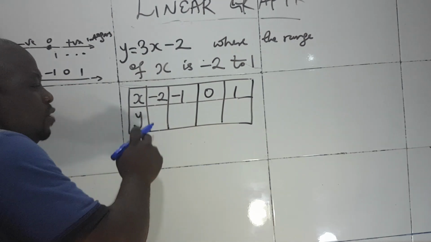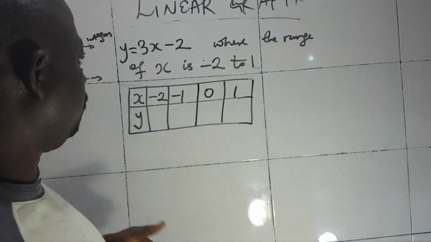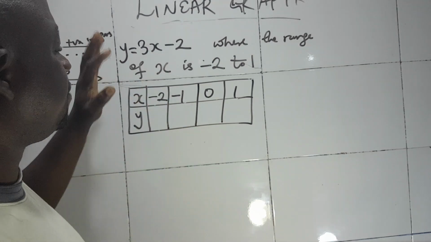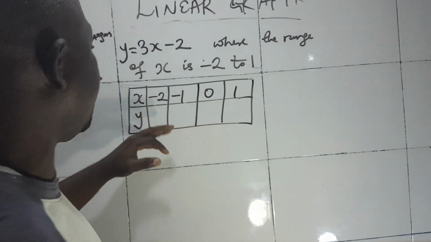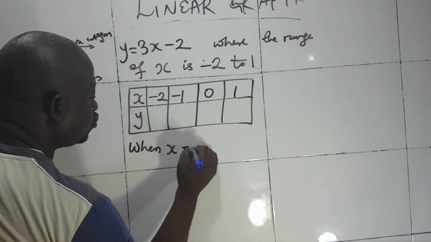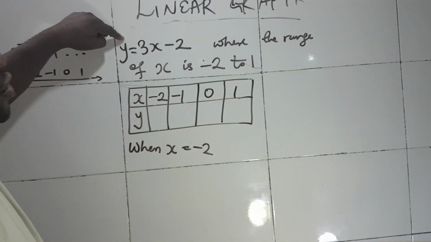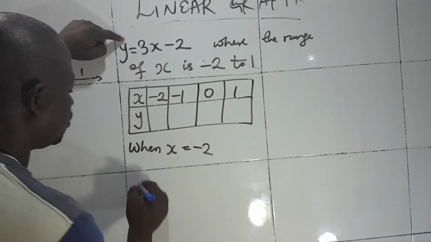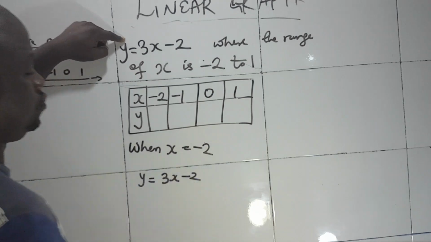So, like what we have here now, we want to determine the values of y. And how do we determine the value of y? It's very simple. You already know the values of x. To determine the value of y, you say when x is equal to -2, what will be the value of y? Then you go to the equation that you are given. The equation you are given is y is equal to 3x minus 2.